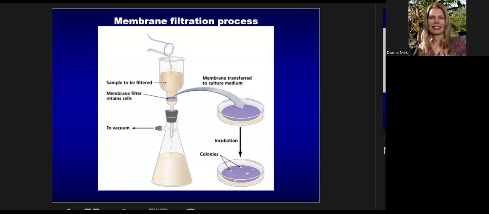So this is what it looks like. I used to use these all the time, where you have your support here where you put down your filter, and then you plug that into a sidearm flask.